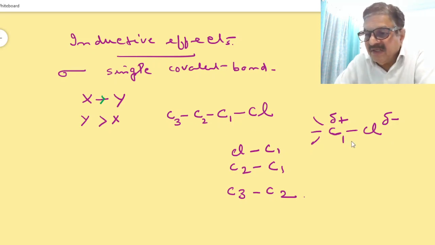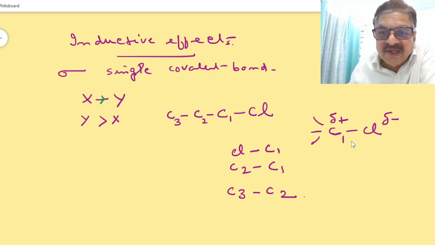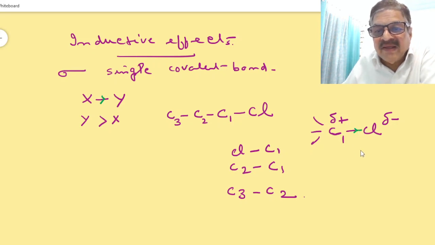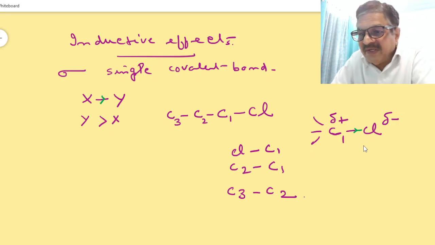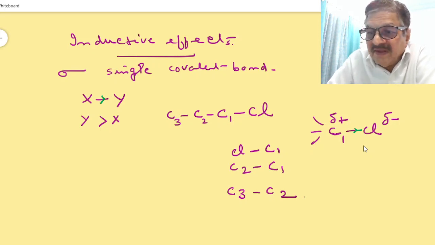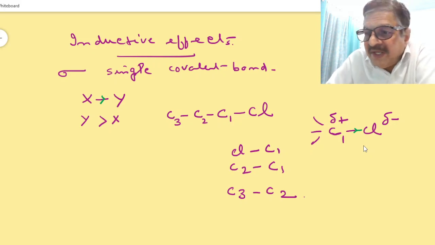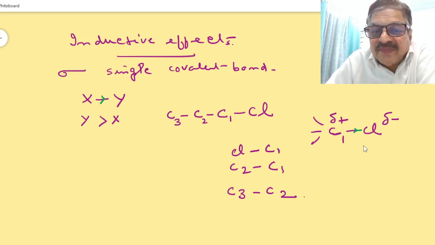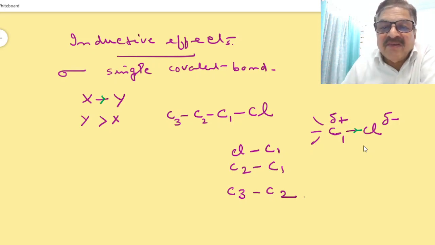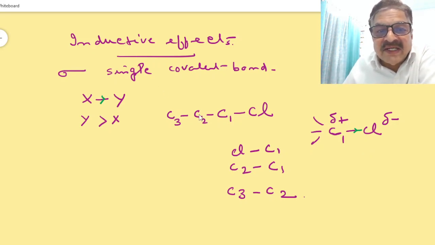We can represent it in this fashion here. This is the inductive effect. Therefore, chlorine is withdrawing the electron density here. Correct? This is called the electron withdrawing inductive effect. Therefore, C1 is positively charged. It will attract to itself the electron pair forming the covalent bond between C1 and C2. Now C1 is positive, therefore it will attract the electrons here.